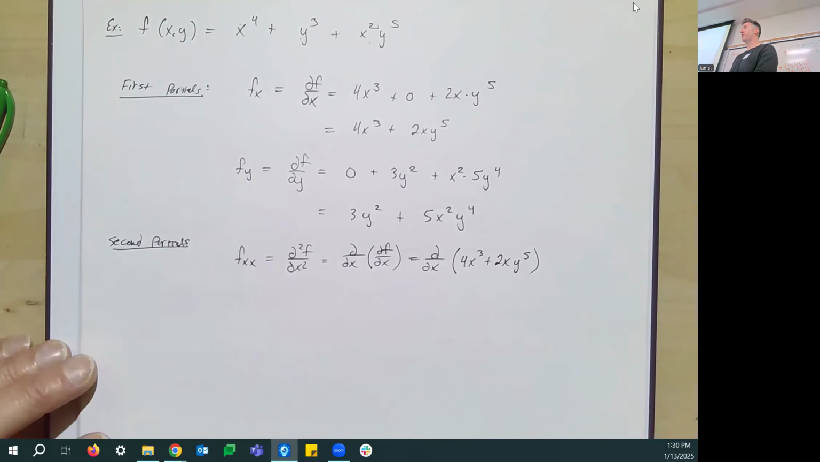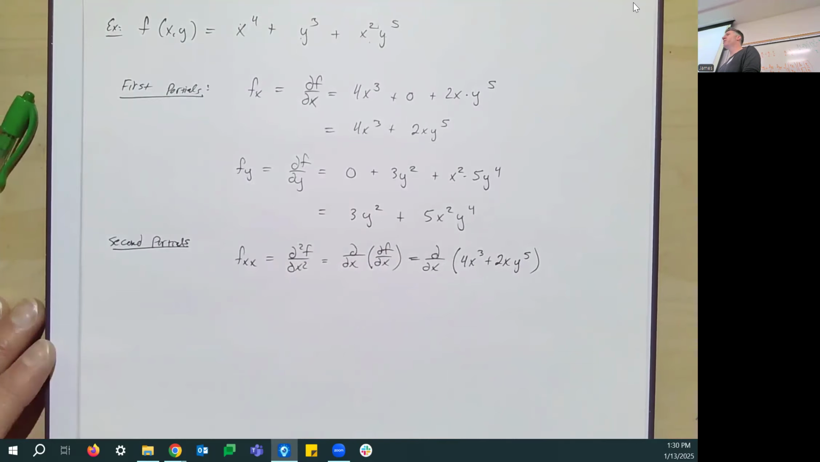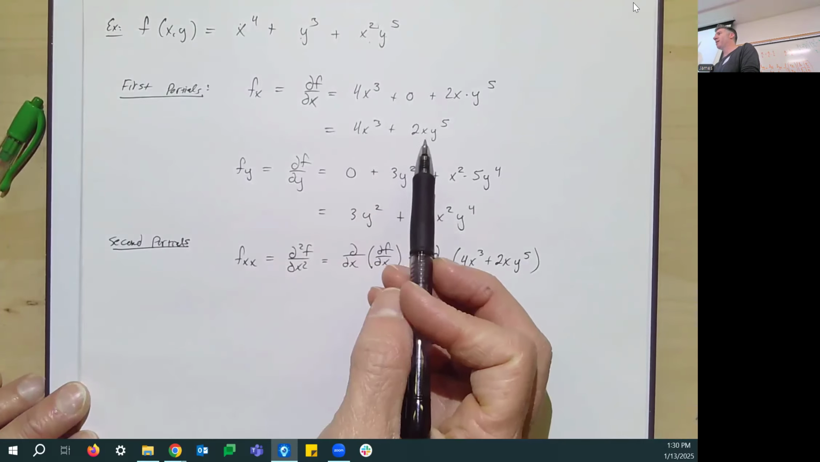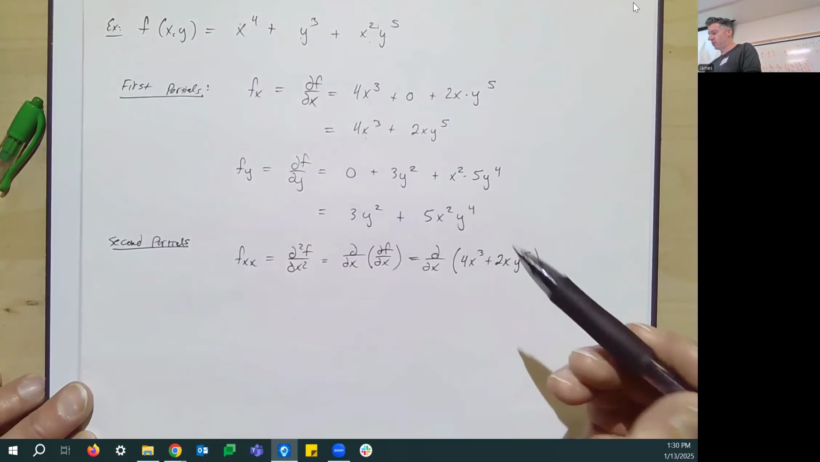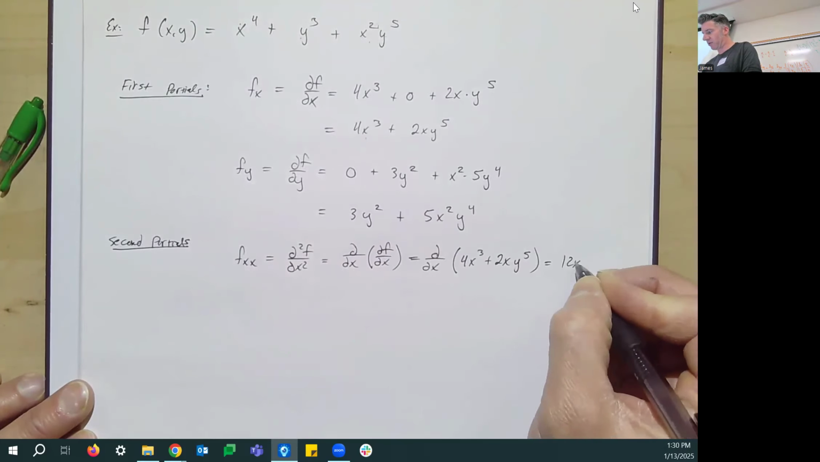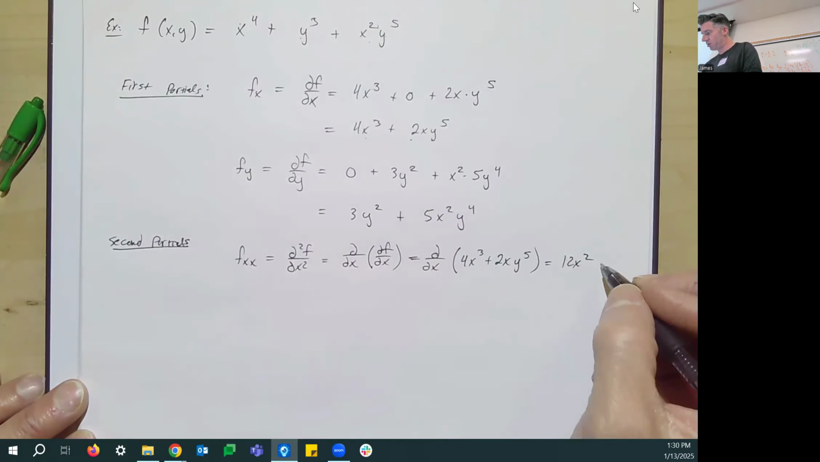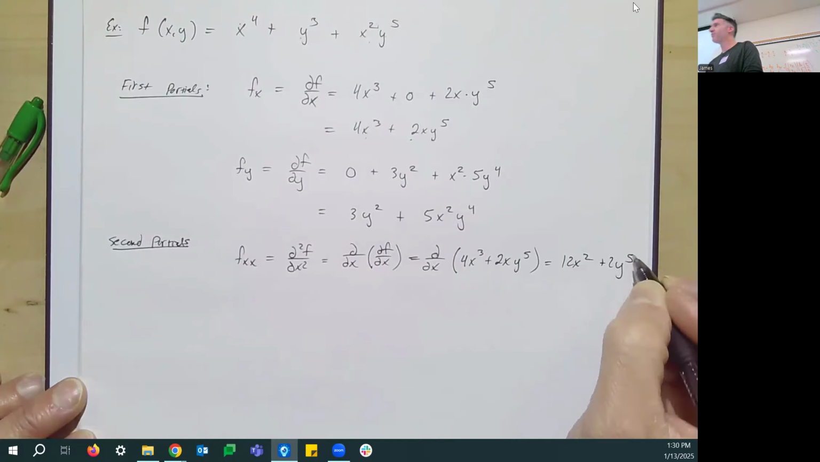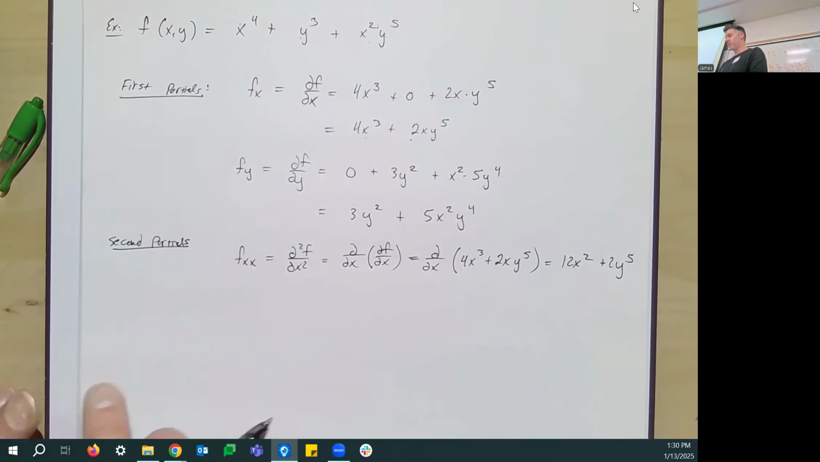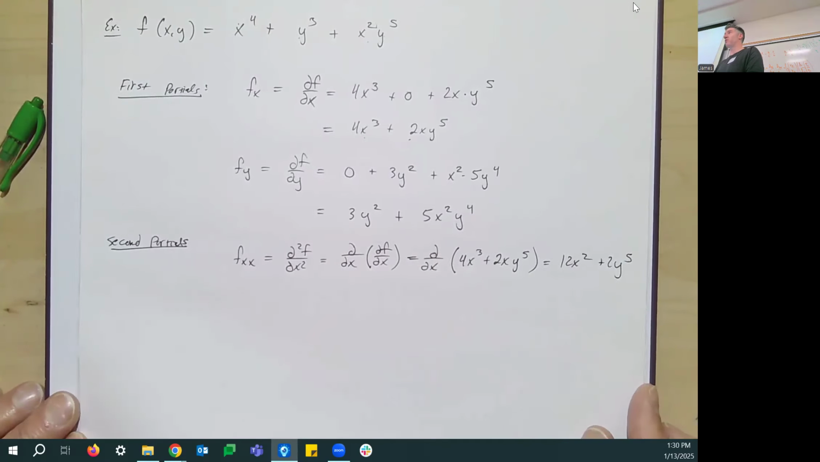And then we just apply the rule. Now, I'll point out, normally you wouldn't write all this. What you would really do here, if you were doing this efficiently, is look at that and say, okay, the derivative of 4x cubed with respect to x is 12x squared, and the derivative of 2x times y to the fifth is going to be 2 times y to the fifth. I'm just writing all this out so you can see the notation a few times.